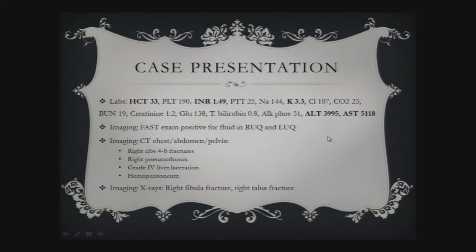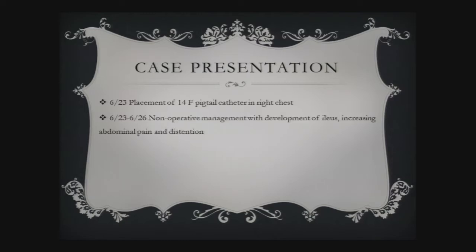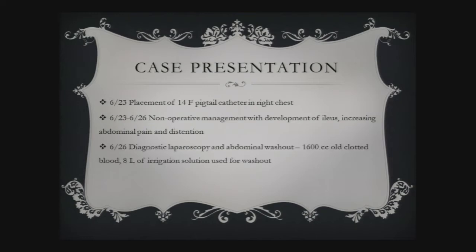So he also received x-rays of extremities and was found to have a right fibula fracture as well as a right talus fracture. Initially, we put in a 14 French pigtail catheter in the right chest, took out the needle decompression catheter. For the first 3 days, he was managed non-operatively. He developed an ileus with increasing abdominal pain and distension, was treated with an NG tube, and then received another CT scan due to the increasing pain and distension, and was offered a diagnostic laparoscopy and abdominal washout, which was performed on the 26th.